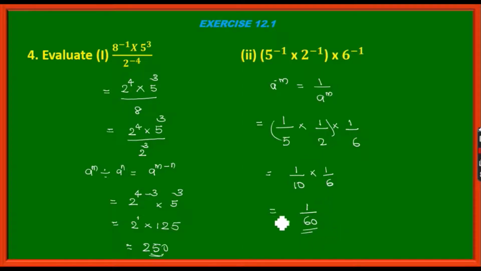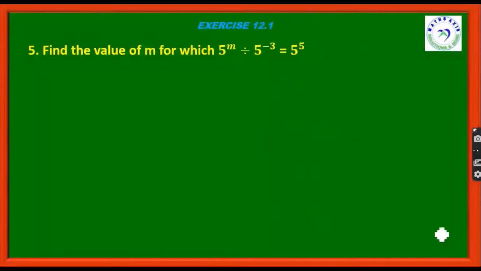So I hope these two questions are okay to you. The answer of the first question comes 250 and the answer of the second question is 1 by 60. Next question, number 5. Find the value of m for which 5 raised to m divided by 5 raised to minus 3 is equal to 5 raised to 5.